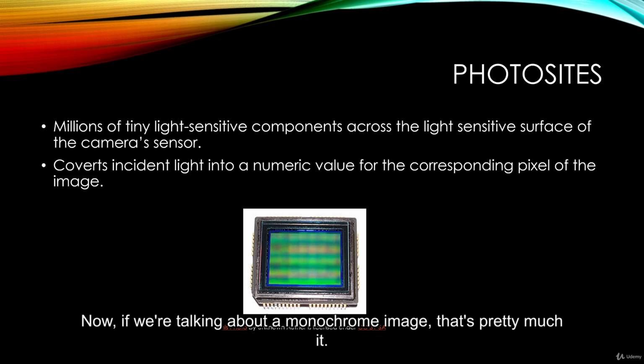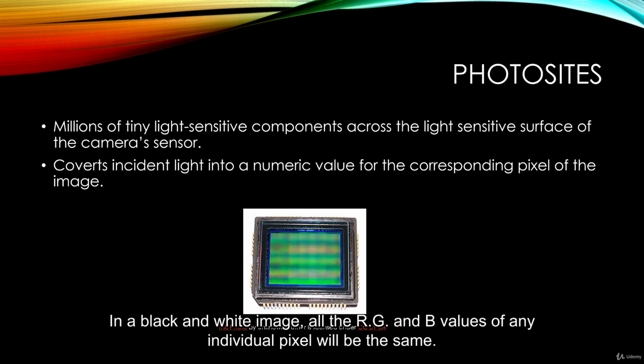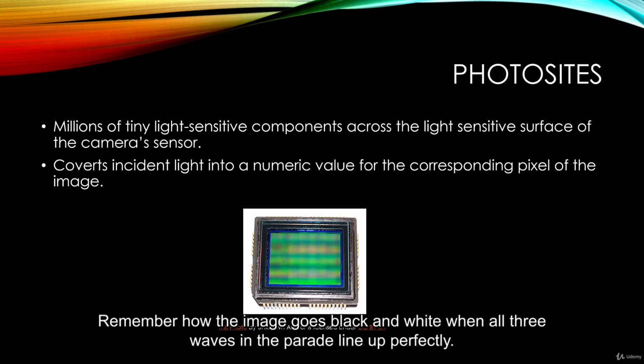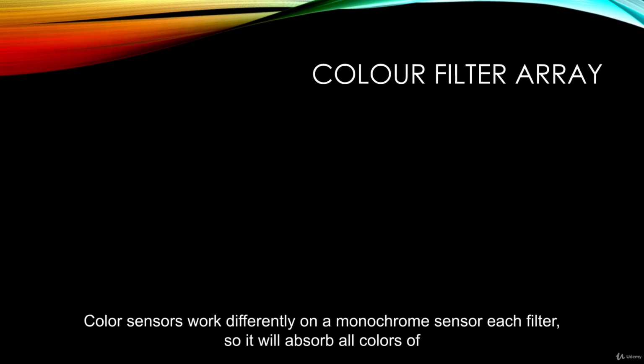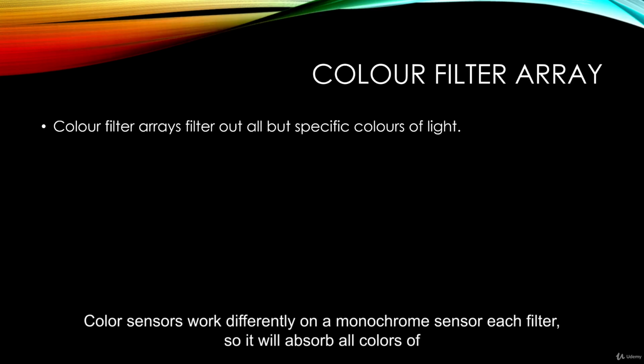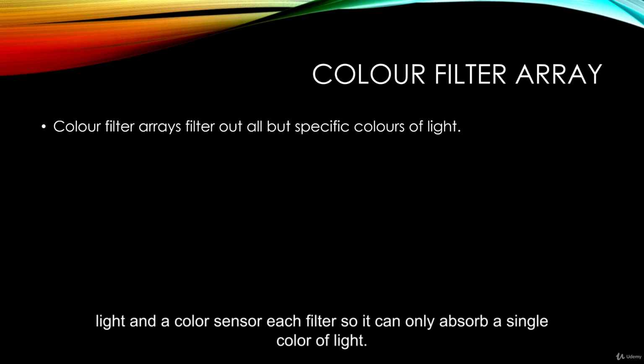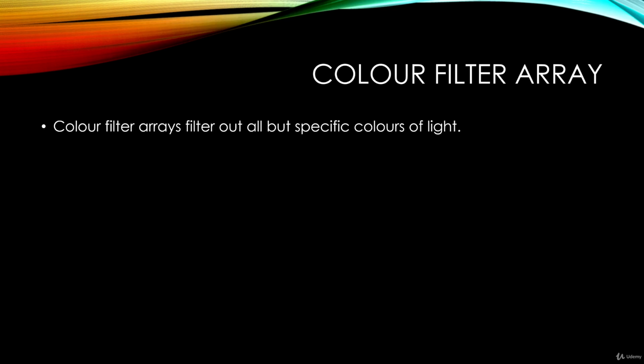Now, if we're talking about a monochrome image, that's pretty much it. In a black and white image, all the R, G and B values of any individual pixel will be the same. Remember how the image goes black and white when all three waves in the parade line up perfectly. But with colour, things get more complicated. Colour sensors work differently. On a monochrome sensor, each photosite will absorb all colours of light. In a colour sensor, each photosite can only absorb a single colour of light.